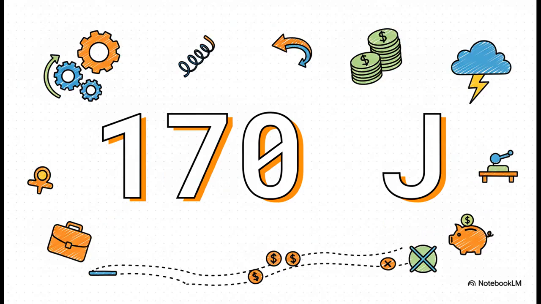So, what happened to the rest? Well, it's simple subtraction. We started with 490, ended with 320. That means 170 joules is missing. That's our transaction fee. That's the energy that got turned into heat because of friction. And being able to calculate and explain that, that is what gets you an excellence grade.